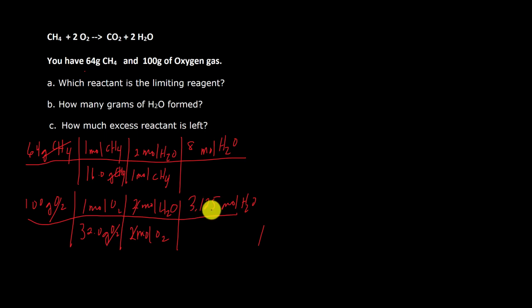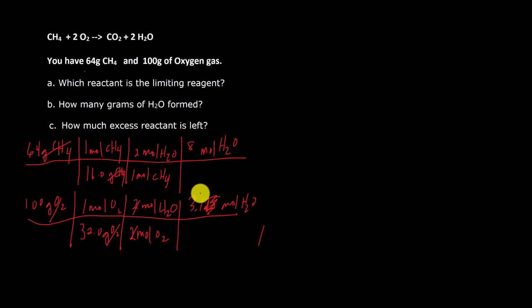3.125. Okay, and we can just keep that at 3.1. We'll get rid of these two here. So 3.1 moles of H2O. So now all we need to do is just compare these two calculations. This one came out to 3.1 moles of H2O. That one came out to 8 moles of H2O.